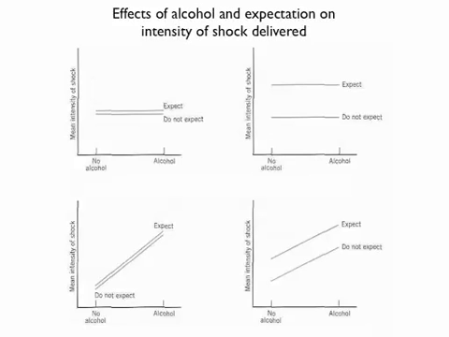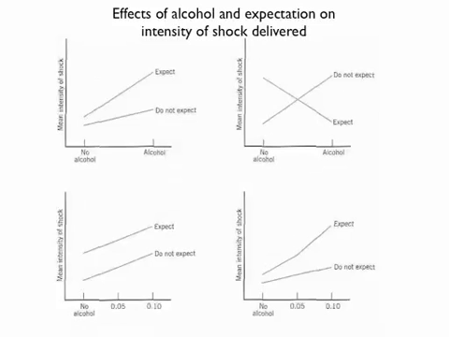So try it for yourself. For each one of these 4 graphs, write down the nature of each main effect and the nature of the interaction if you think you see one. All right, let me give just a couple more examples and then we'll wrap this all up.